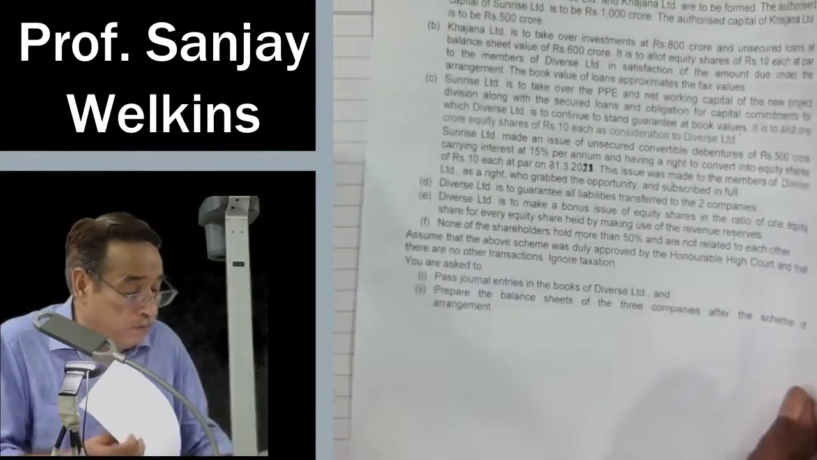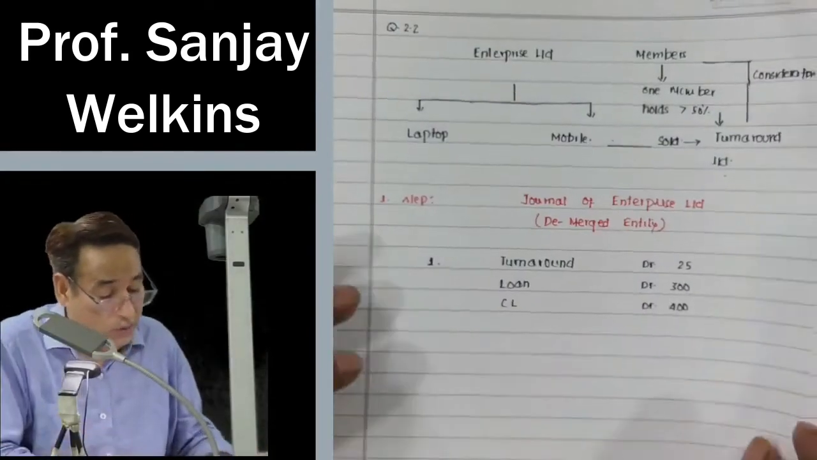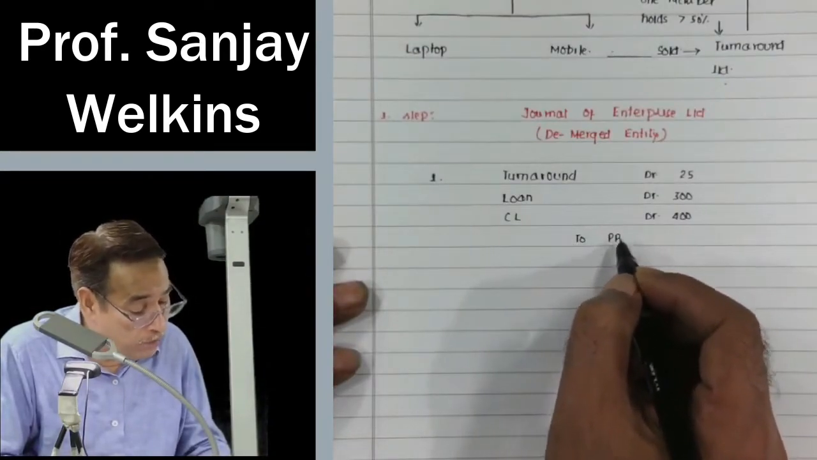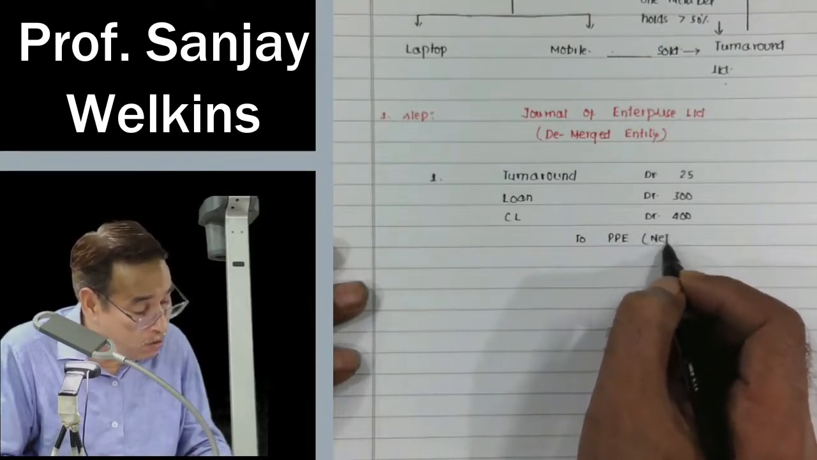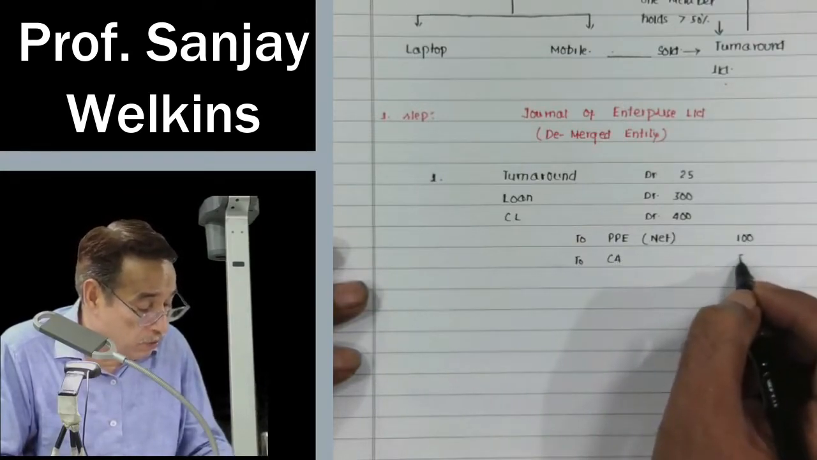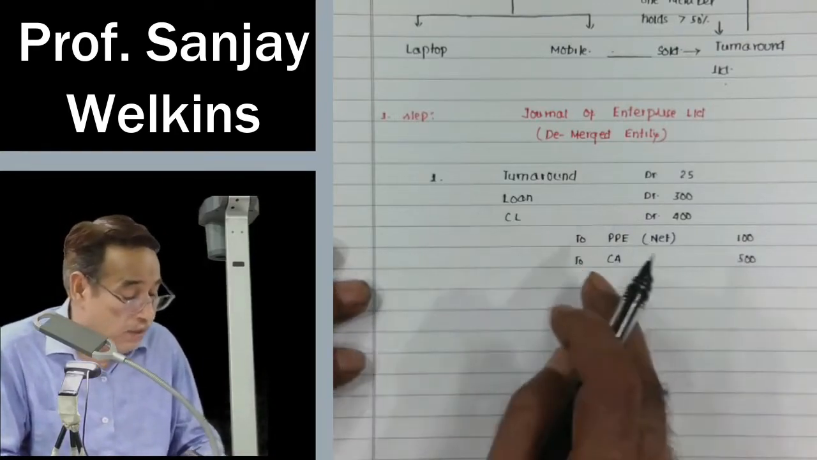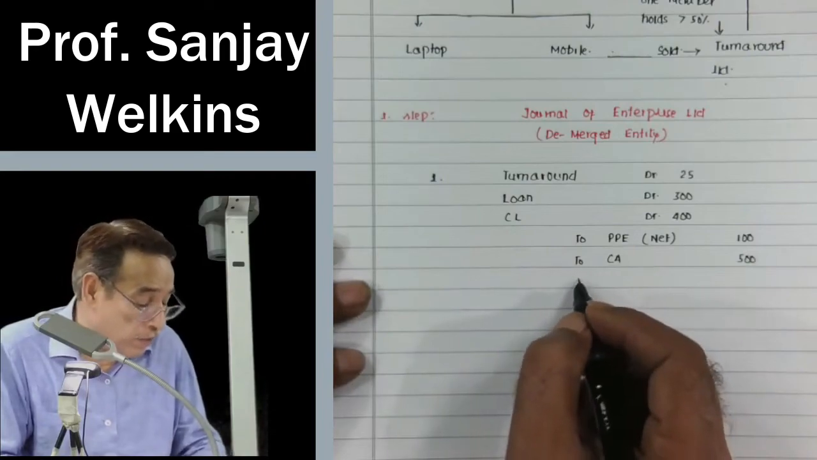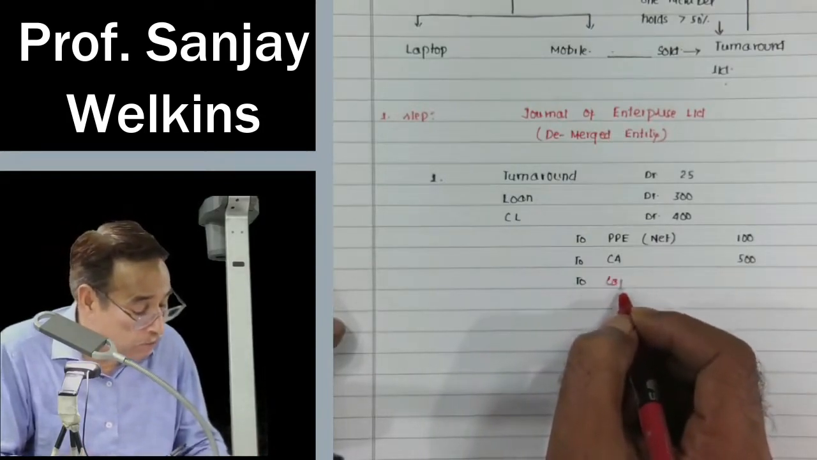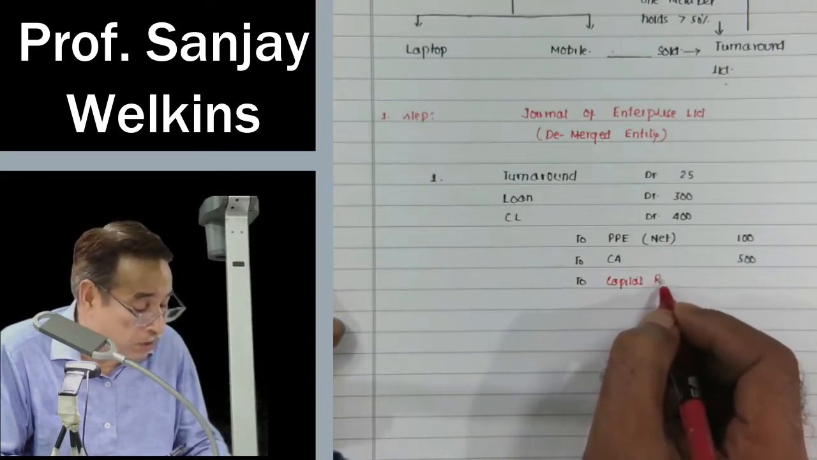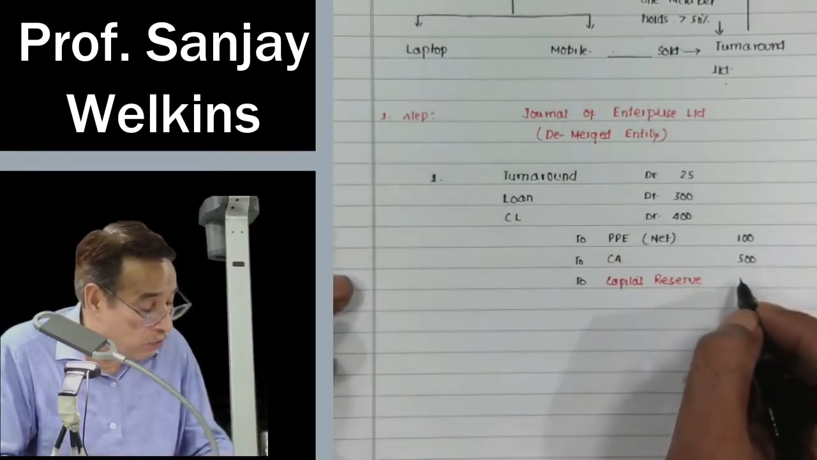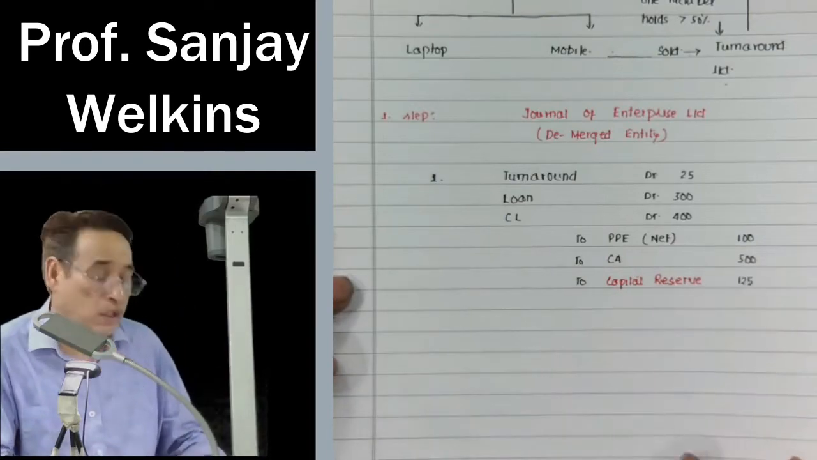Correct? So, I will write here now 2. Property, plant and equipments, net value 100. I will write here 2 current asset, that is equal to 500. So our liabilities and assets have been taken over. Any difference will be considered as profit. But instead of writing profit on sale, straight away you can write capital reserve. I'm writing here capital reserve because whatever profit would have been there, I would have ultimately transferred the same to the capital reserve, isn't it or not? So that is equal to 125. Is it clear to you?